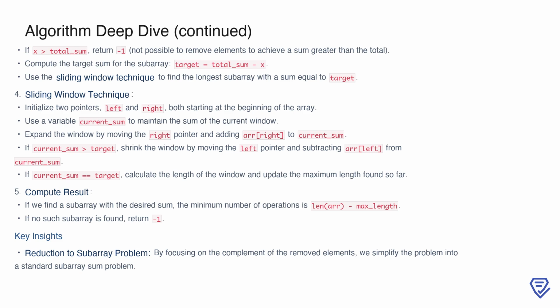As we expand the window by moving the right pointer, we add the value at arr[right] to current_sum. If current_sum exceeds the target, we shrink the window by moving the left pointer and subtracting arr[left] from current_sum. Whenever current_sum equals the target, we calculate the length of the current window and update the maximum length found so far. This approach ensures that we can efficiently search for the desired subarray while minimizing the number of elements removed.